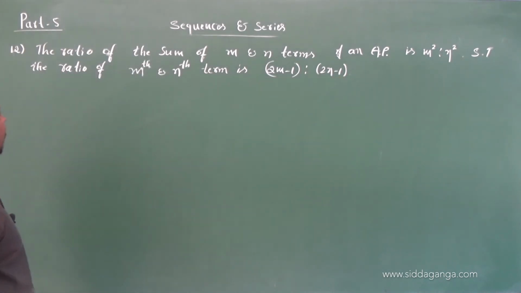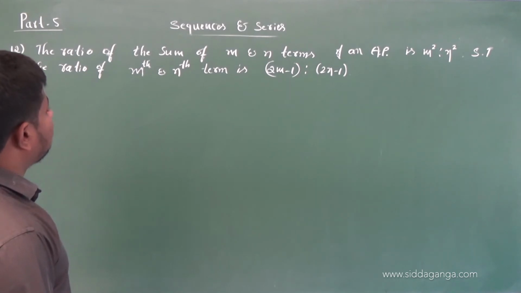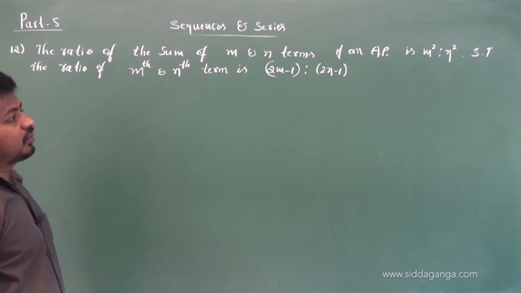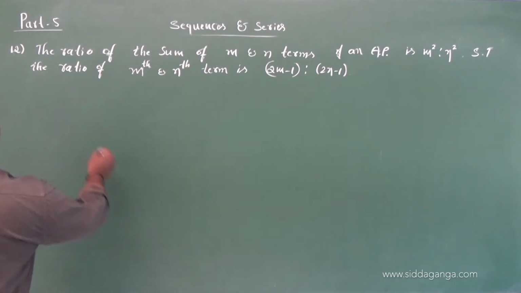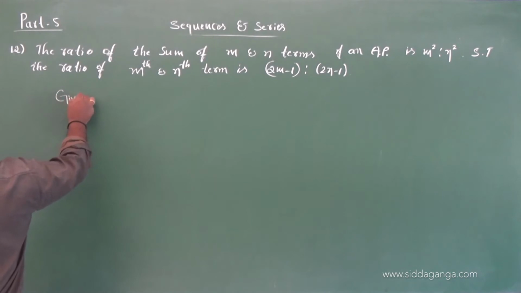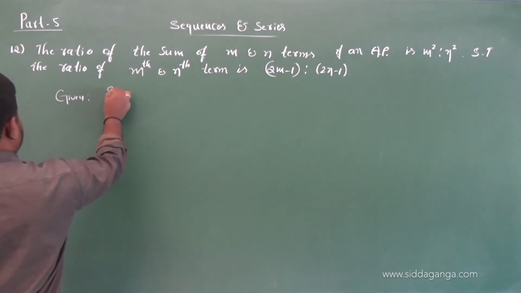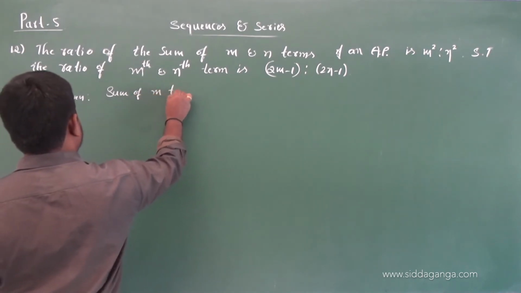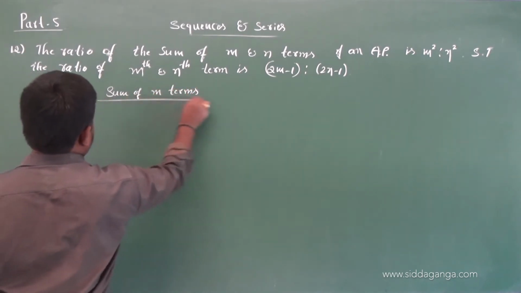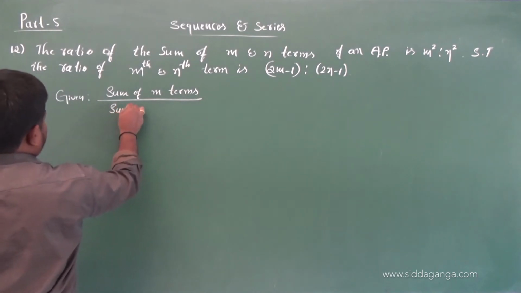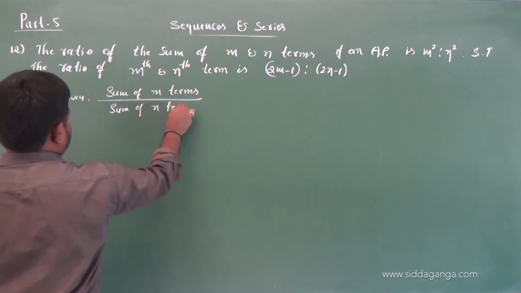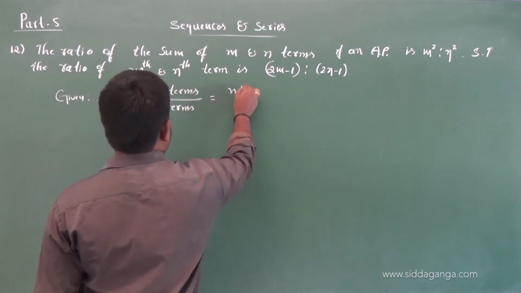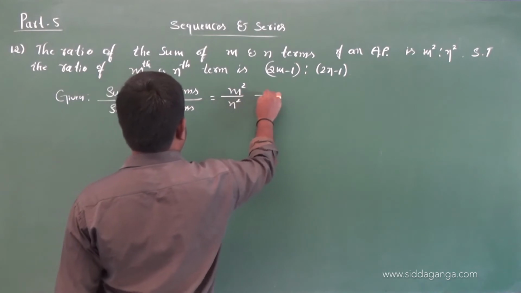The question is the ratio of the sum of m and n terms of an AP is in the ratio m square is to n square. So given sum of m terms divided by sum of n terms, this is given as m square by n square. This is what is given.